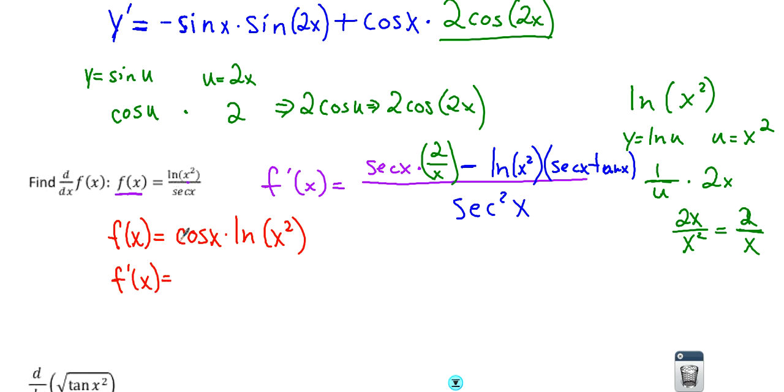So again, derivative of the first would be negative sine x times the natural log of x squared plus cosine x times the derivative of this, which we already know is 2 over x. Okay? And you can see really easily, this is this part right here. If you split it apart, if you split it this and this, you'll see that you get this and this.